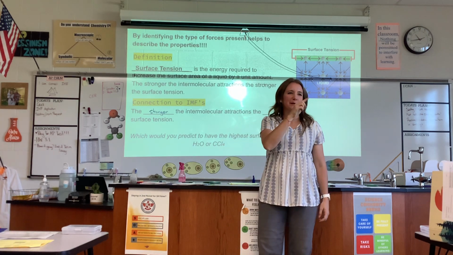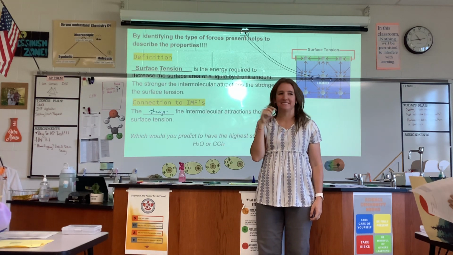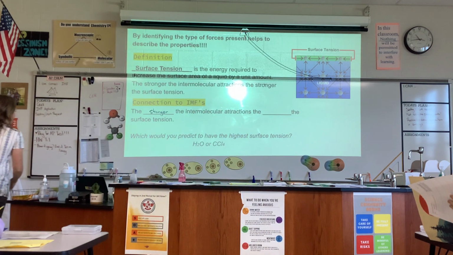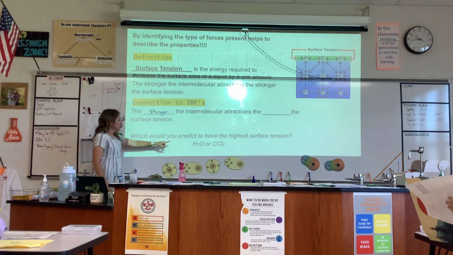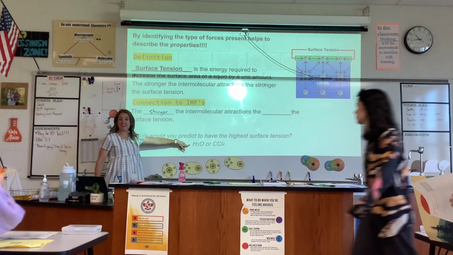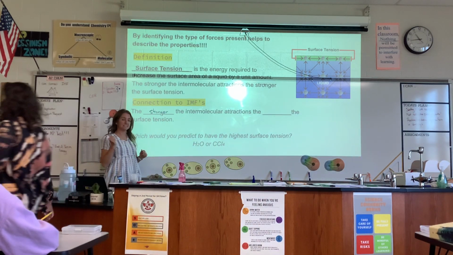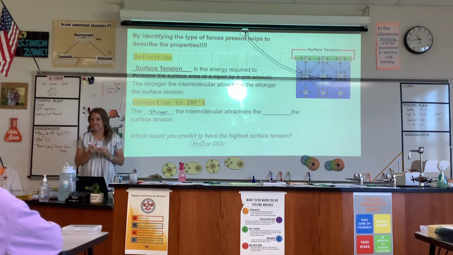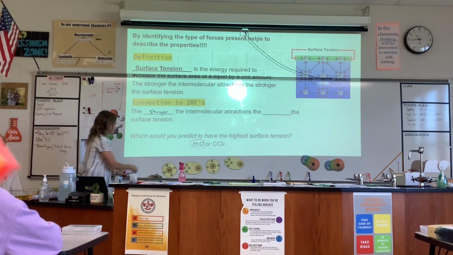And if you don't have them because you turned them in, just write it down somewhere and then you can add to it. Okay? So then, which one would you predict to have the highest surface tension? H2O, right? More IMFs means more surface tension. Okay?